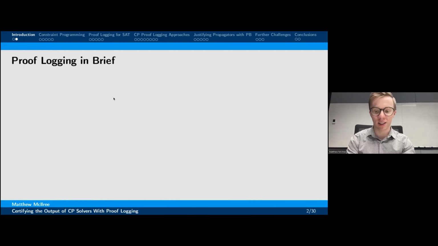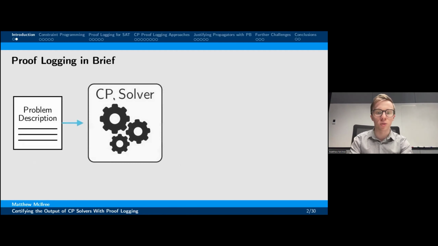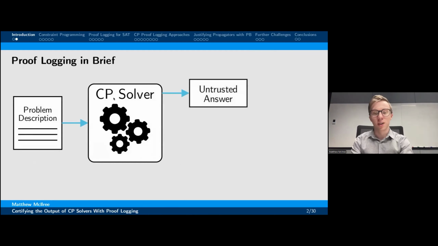So like I say, I'm assuming you're probably familiar with the idea of proof logging, but just in case not, this is a method to make the output of combinatorial solvers more trustworthy. So in normal terms, we have a problem description that we feed to a constraint programming solver, and this will produce an answer. And if you're using this from the outside, the process of the solver might look a little bit like a black box, and you may not trust the answer that comes out, especially because we know that constraint solvers are often very complex pieces of software that could be prone to bugs.